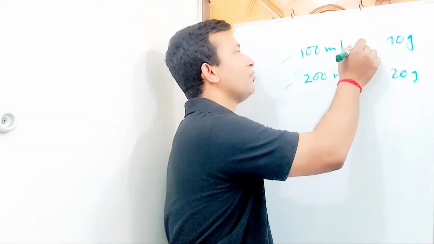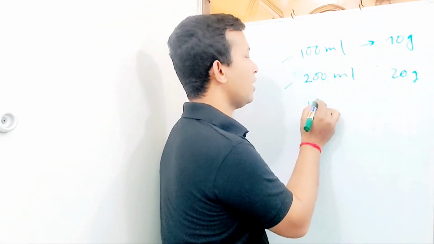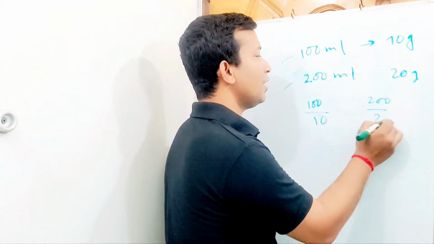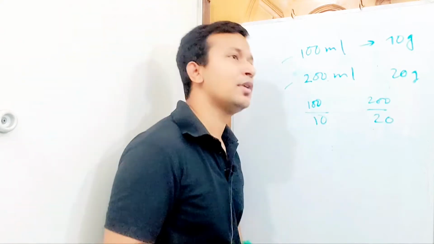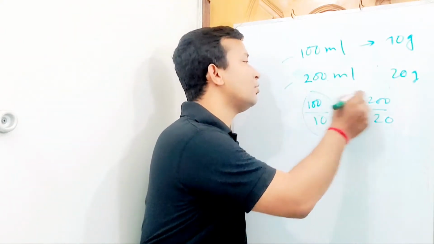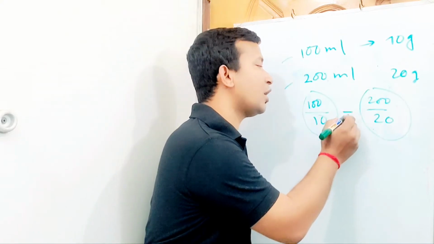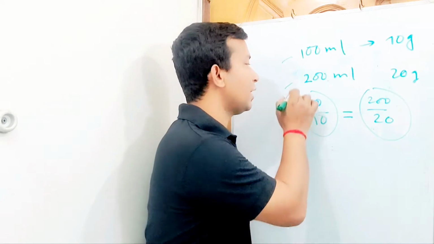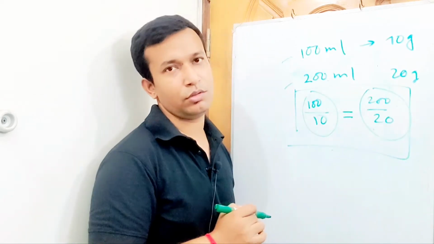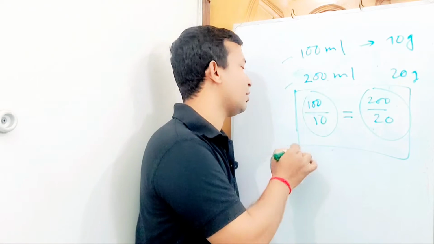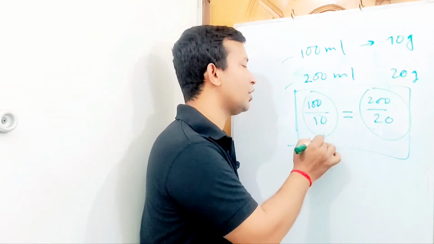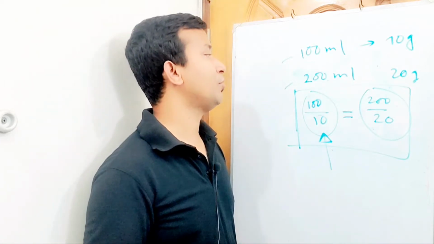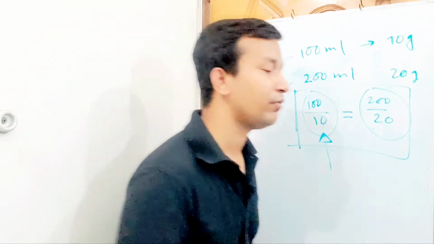Now if we talk about the first line, it comes like 100 by 10, and from the second line it comes 200 by 20. And if we want to say that these two ratios are equal, we have to put an equal sign here, and when we put an equal sign between two ratios, it becomes a proportion. Basically we construct proportional relationships from different ratios, and we use these proportional equations to solve different kinds of pharmaceutical math.